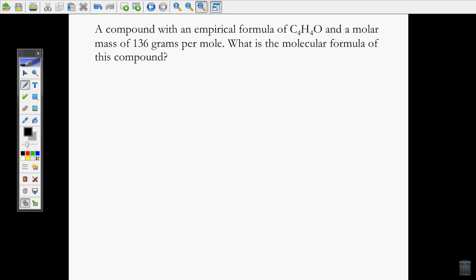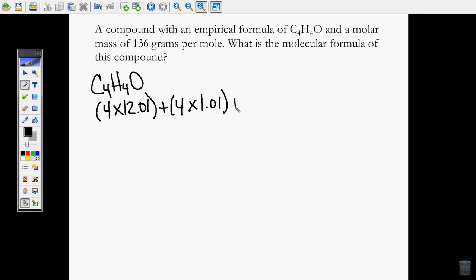A compound with an empirical formula of C4H4O and a molar mass of 136 grams per mole. What is the molecular formula of this compound? So they already gave me my empirical formula. So I just have to calculate the molar mass. So I've got 4 carbon, 4 hydrogen, 1 oxygen, and I get 68.08 grams per mole. Alright, what is the molecular formula?